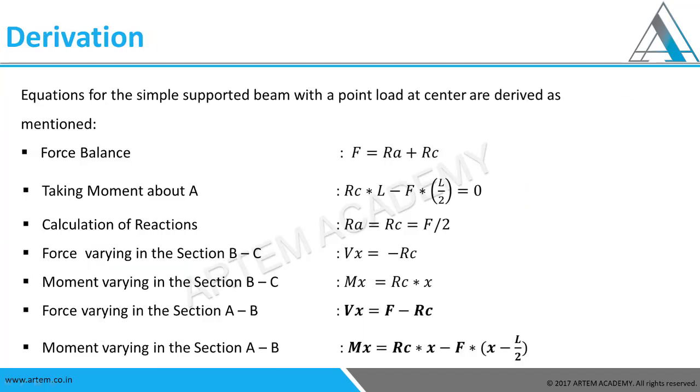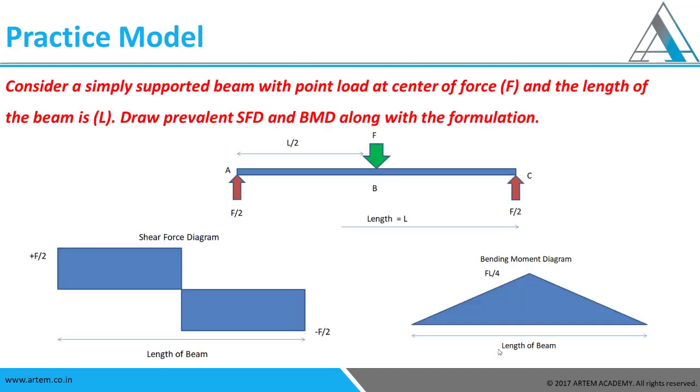Now talking about the moment in the section A and B, we take x from the right. We take Mx equals RC into x minus F times (x minus L by 2). Now I would explain this equation.